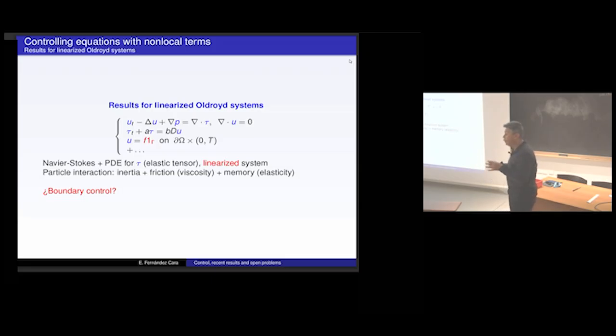Oldroyd systems hold for what is called viscoelastic fluids. Viscoelastic fluids are fluids for which viscosity is important. This is the reason for this term. But you also have elastic forces between the particles. The particles behave as elastic balls. So the elasticity, which can be considered synonymous with memory, is important in this system. And elasticity is measured by tau. And tau is a tensor, called the elasticity tensor, that satisfies a non-scalar hyperbolic equation of first order. And this is the linearized Oldroyd system.